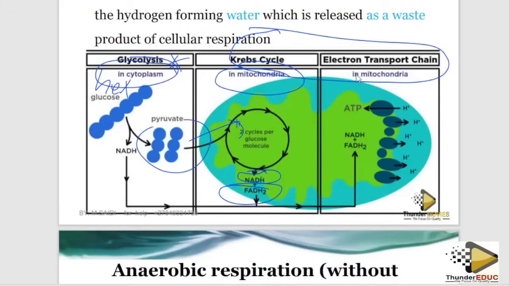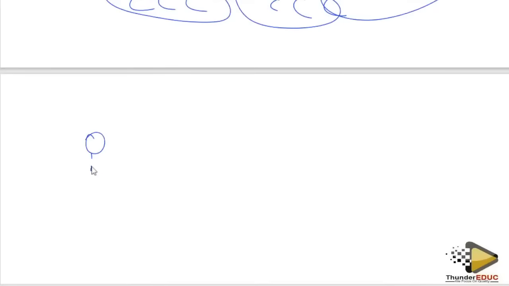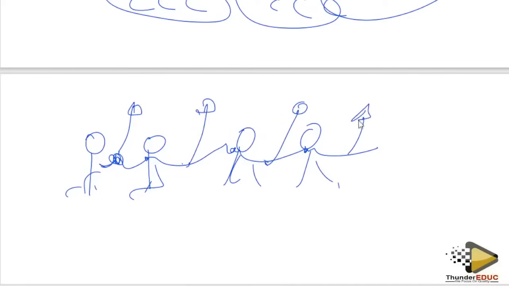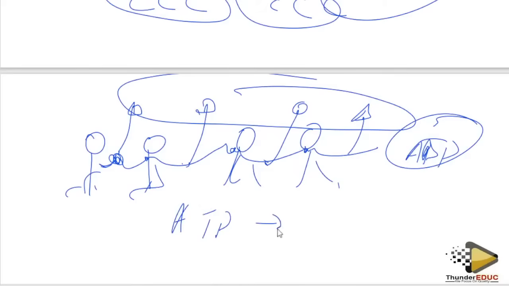As they move, it's like a ball, you have different people. These are boys, and this boy has a ball, gives it to this one, gives it to this one, this one gives it to this one. As this one gives the ball, something is lost. What is lost here is the energy. You understand? Which is called the ATP. ATP comes from ADP plus an inorganic phosphate.